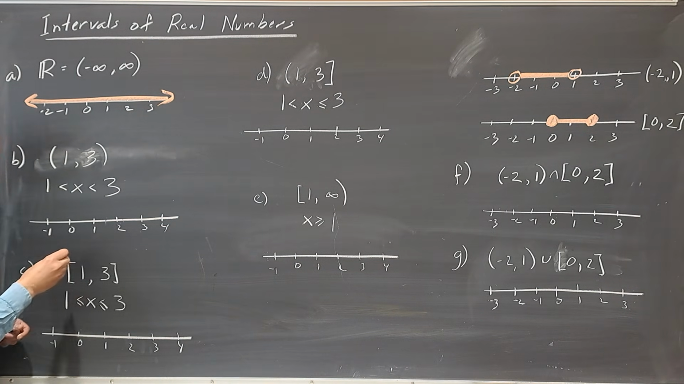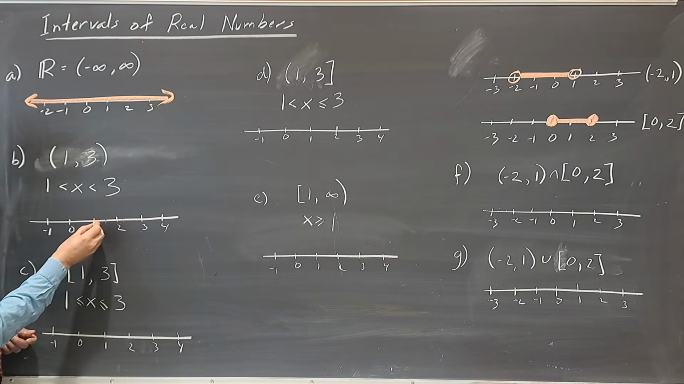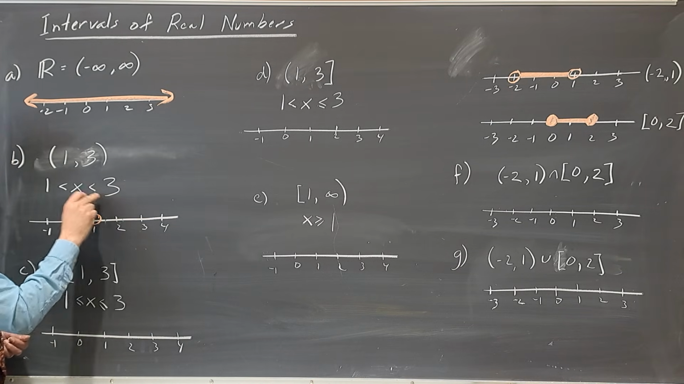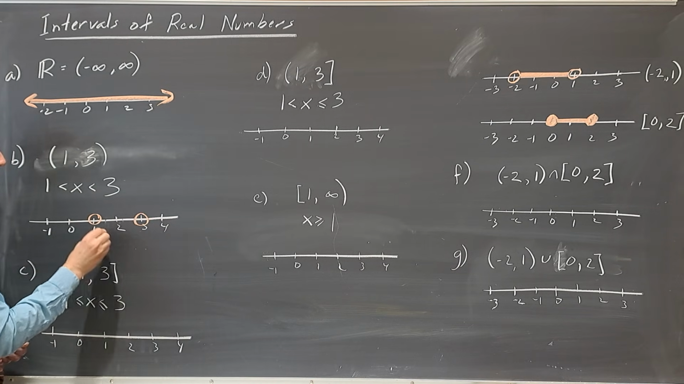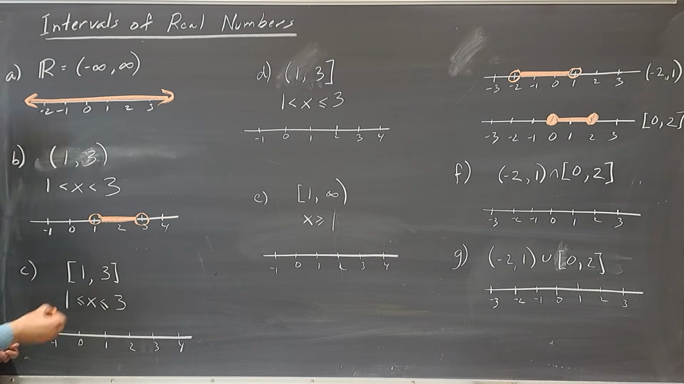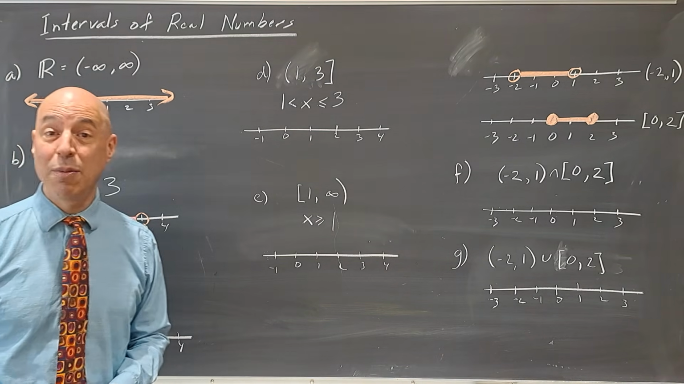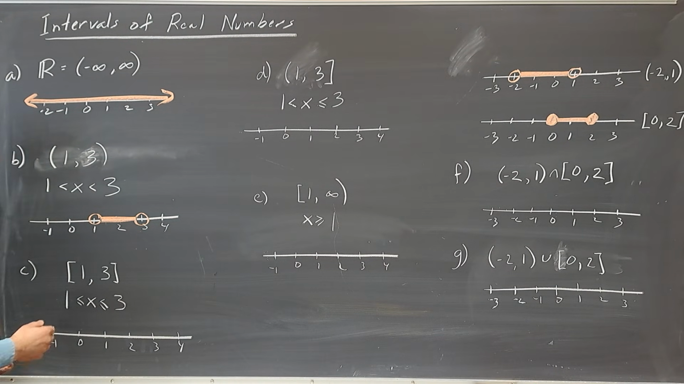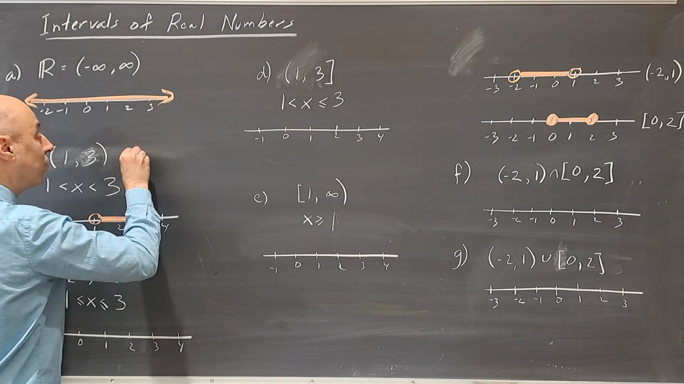And when we indicate this on the number line, to indicate that 1 is not in this interval, we put an open circle there. To indicate that 3 is not in the interval, we put an open circle there. And we highlight everything in the middle. And you can see that there really are infinitely many numbers in there because it's not just the whole numbers, it's everything between 1 and 3. When you put round parentheses around an interval, this is called an open interval.